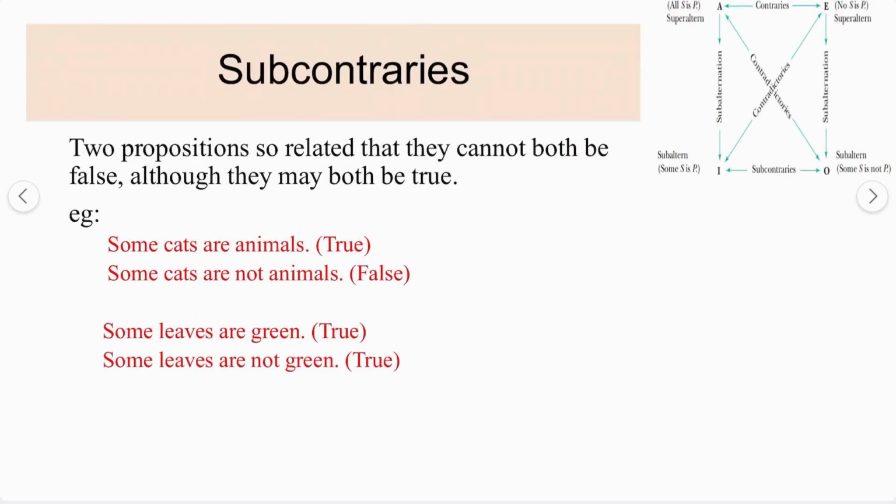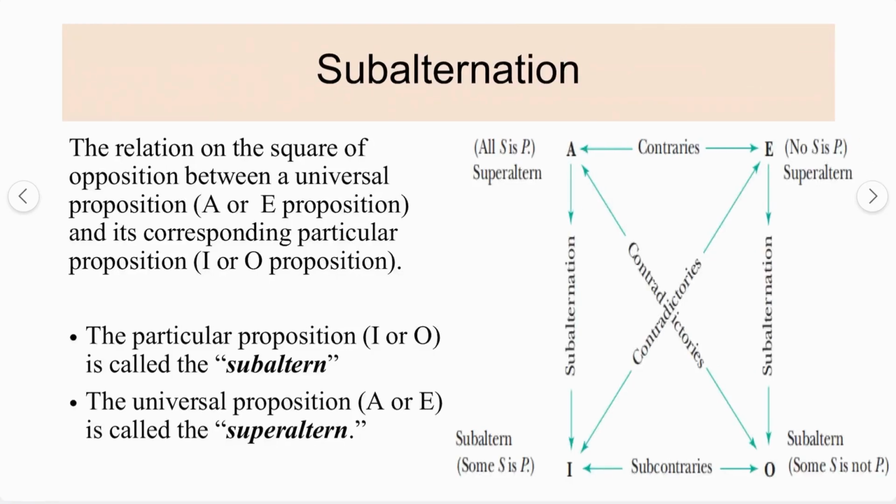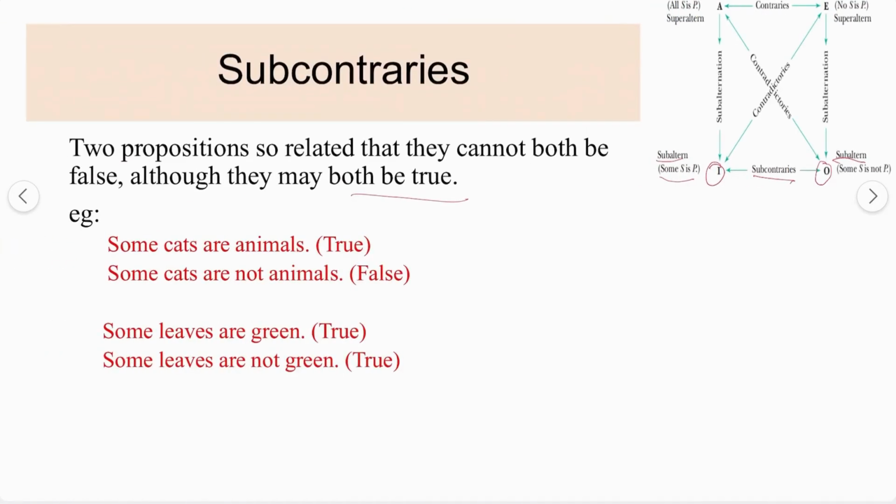Now let's start with subcontraries. Subcontraries are two propositions so related that they cannot both be false although they may both be true. यहाँ पे I proposition और O proposition के बीच में subcontraries हैं. So this is some S is P, some S is not P. Now if you see here, some cats are animals. This is the I proposition, which is true. Some cats are not animals, which is false. So again, I proposition और O proposition है, एक true है और एक false है.